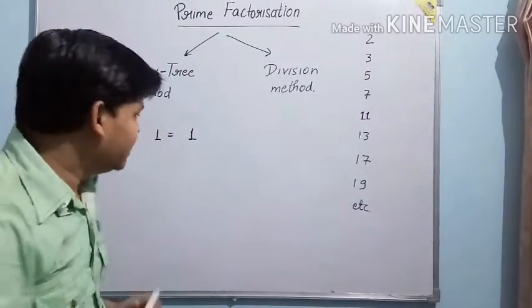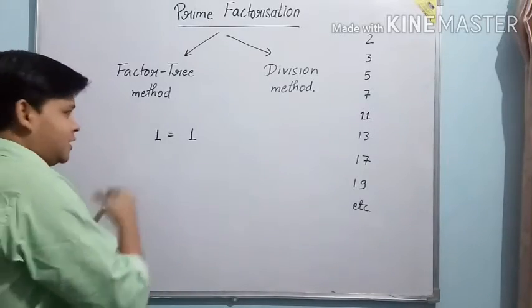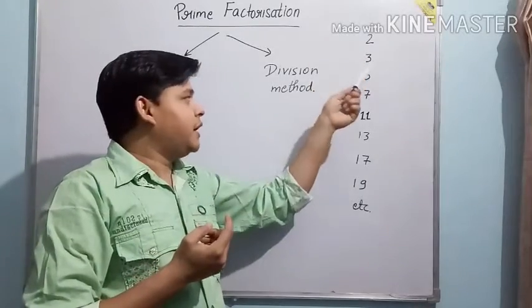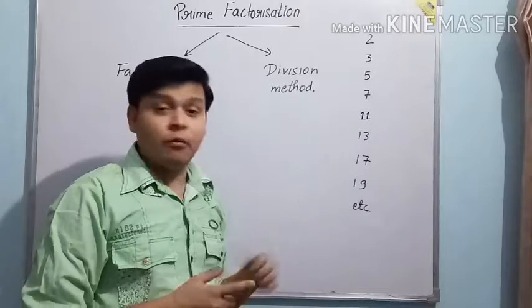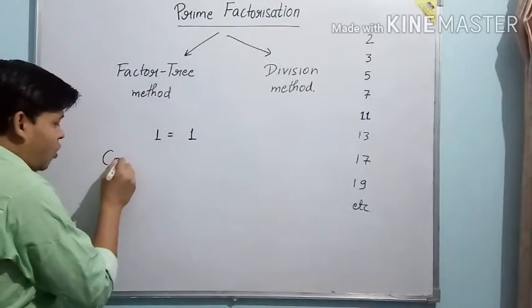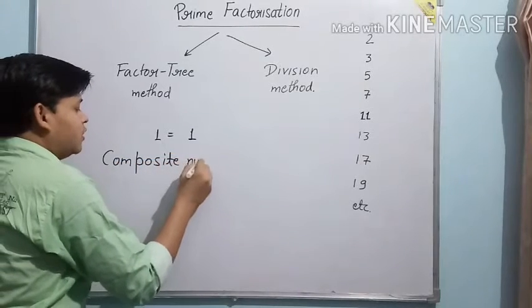numbers. Similarly, the numbers which have more than 2 factors, right? Like जैसे कि the numbers we have skipped from here, like 4, 8, 9, 10, 12, 15. These numbers have more than 2 factors. So we call these numbers composite numbers.